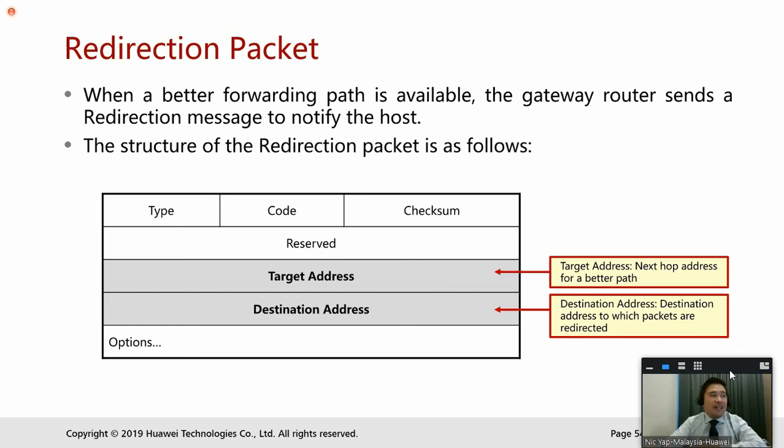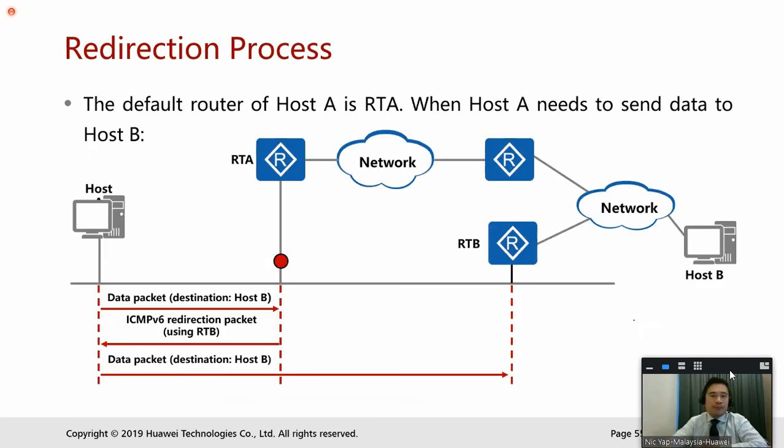And the next one is the redirection packets. For a redirection packet, when a better forwarding path is available, the gateway router sends a redirection message to notify the host. The structure of the redirection packet is as follows. This is reserved. They only have target and destination. So they tell you what is the better target and way to go to the destination. The target address is the next hop address for the better path. The destination address is the address to which packets are redirected. Where is the destination that you need to redirect to?